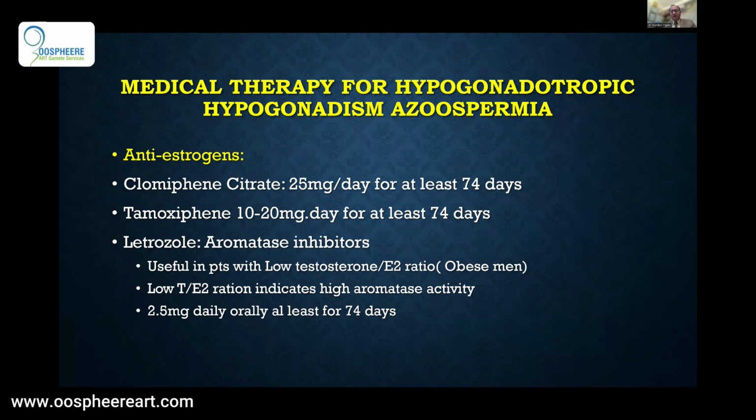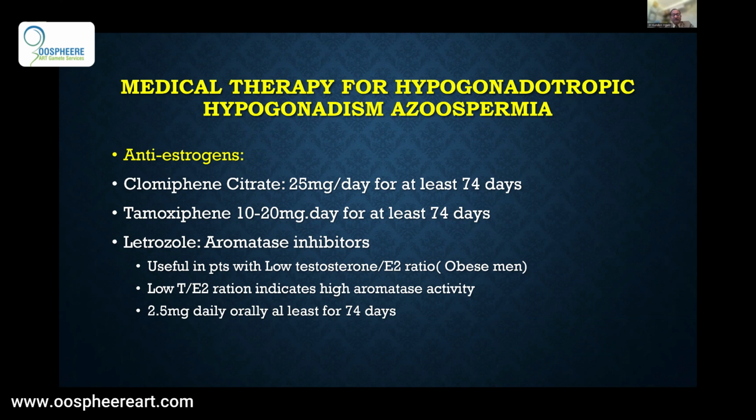But letrozole is to be reserved for a particular phenotype of patient, and that is obese men, those who are very obese or overweight. If you check their testosterone to estrogen ratio and it is low, that suggests high aromatase activity, because those patients have very high estrogen production because of the excessive fat in their body, and low testosterone. So you give aromatase inhibitors, which block the conversion of testosterone to estrogen. Estrogen production falls with letrozole and testosterone production increases.